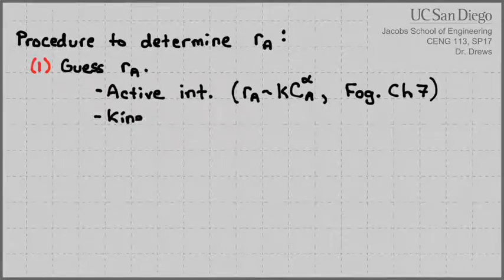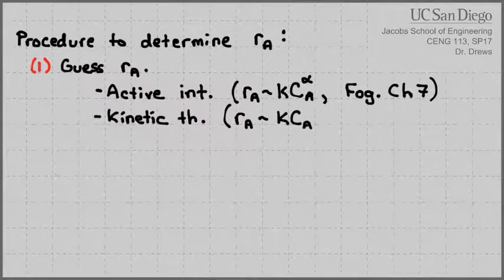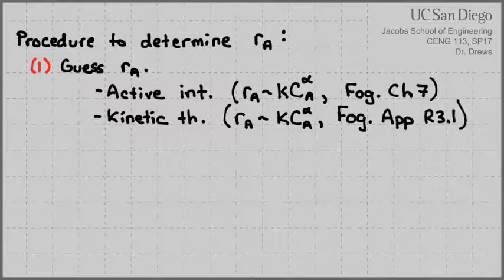There's another version called kinetic theory, which we're not actually going to get into in week 10. That was one of the options where we would have seen this, but we're not going to. Kinetic theory tends to result in power laws as well. Fogler has a nice discussion of kinetic theory as well, but it's in the appendix, which I think is the CD-ROM, in R3.1. Kinetic theory and the active intermediate theory are actually somewhat related. It's just that active intermediate suggests an extra type of species inside kinetic theory.